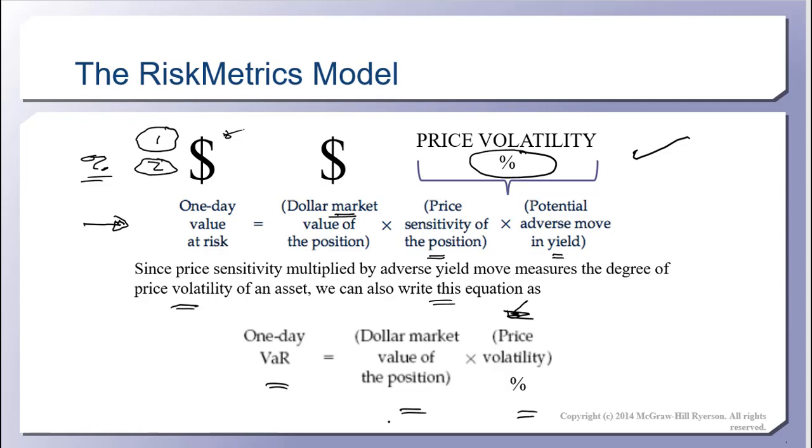Okay, so the one-day VAR is the dollar market value of the position times the price volatility in terms of percentage. So we can see here 1, 2, 3, 4. It's the classic type of math equation. Given three variables, can you calculate the fourth? Or down here, there are three variables. Given two, can you calculate the third? Or because this one is broken out into more components, it's always given two or three, solve for the unknown.